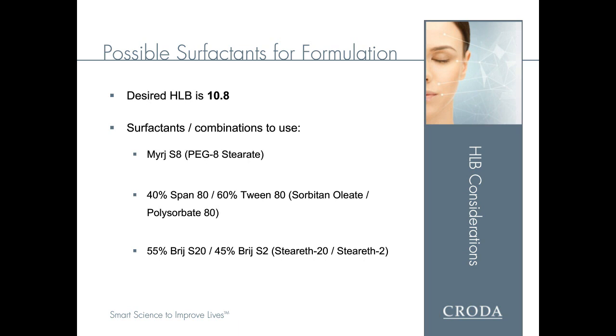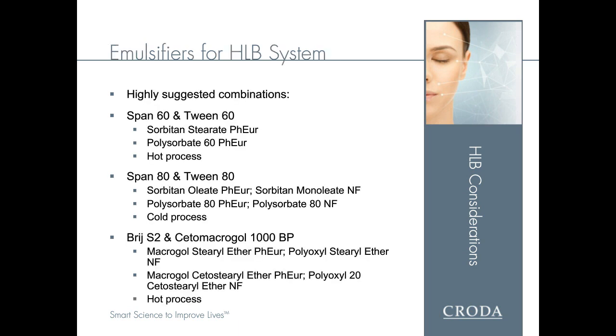To get the best possible emulsification, here are some highly suggested combinations of emulsifiers which are known to work well together. Span 60 and Tween 60. Both are on the European Pharmacopoeia and are used hot process. Span 80 and Tween 80. Both are on the European and U.S. Pharmacopoeias and are used cold process. And lastly, Brij S2 and Cetomacrogol 1000 BP. Both are on the European and U.S. Pharmacopoeias and are to be used hot process.